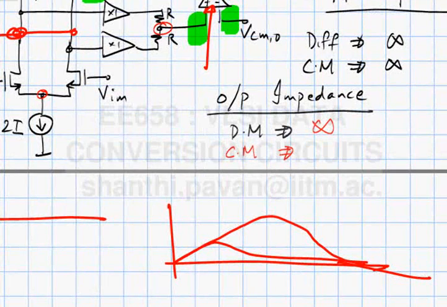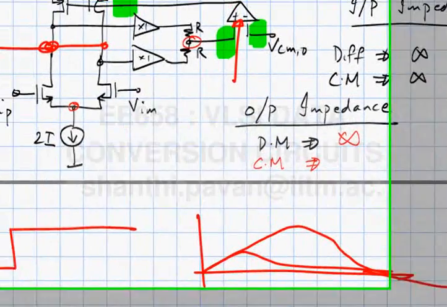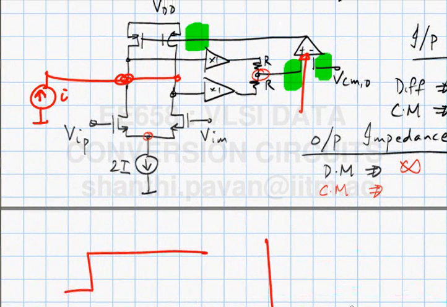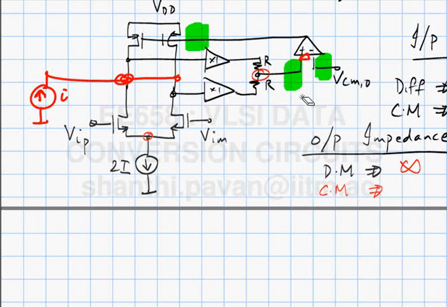Eventually they will all come back to 0, because if the gain of the op-amp is sufficiently large, then in steady state there will be no error. So if the op-amp is ideal, what can you say about the output impedance? 0, because by injecting an incremental current into the output node in the common mode fashion, the output common mode voltage has not changed. The incremental change in the output voltage is 0. So the incremental common mode impedance is 0.